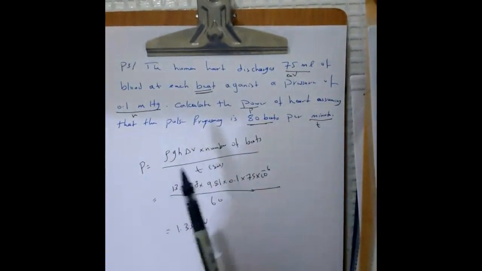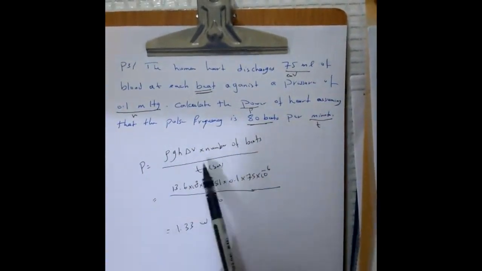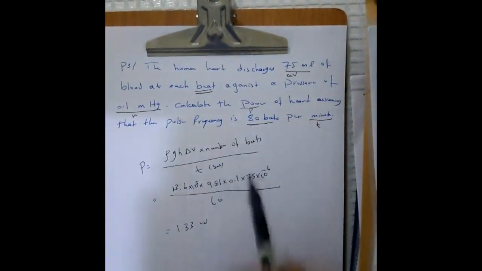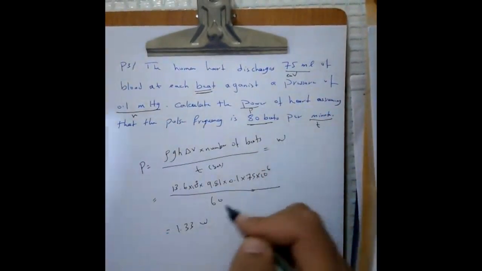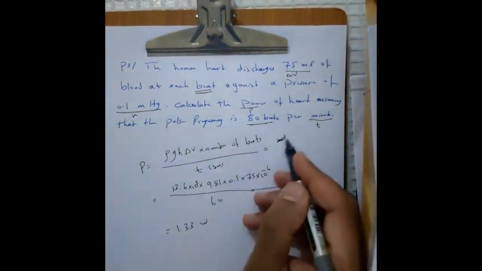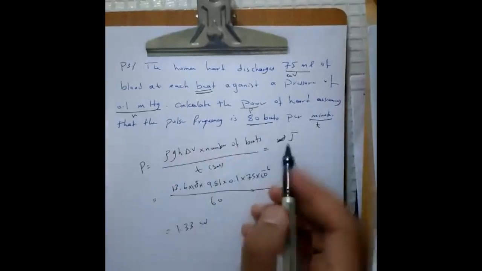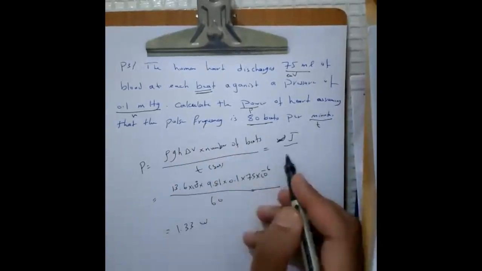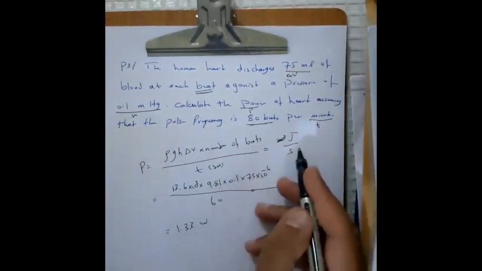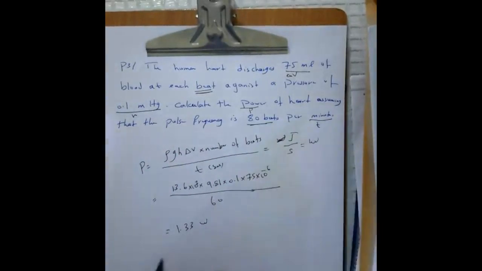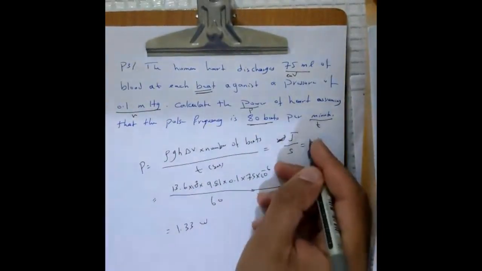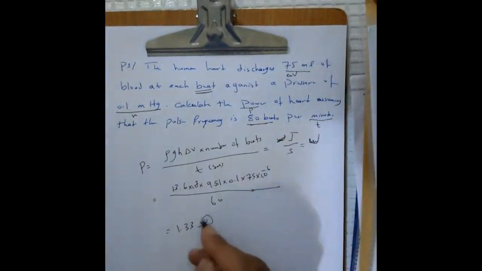So the most important thing is that all of them should be in meter and time should be in second. Why? Because this will give you joule, and the denominator will give you the second. Joule over second is what? It will be watt. Okay? So W is watt, and this is the watt here.